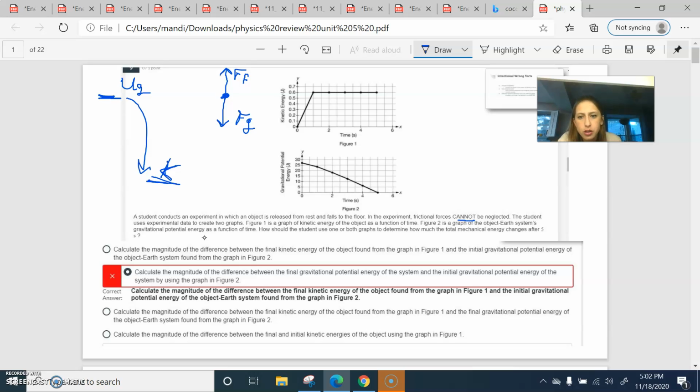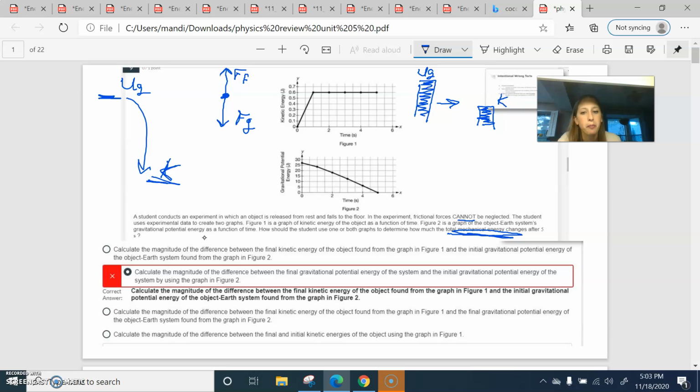The student creates two graphs. How should the student use the graphs to determine how much total mechanical energy changes? Okay, so we started with all potential, and then we ended with a little bit of kinetic.